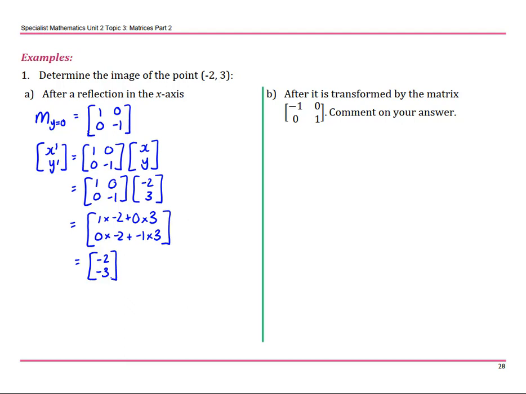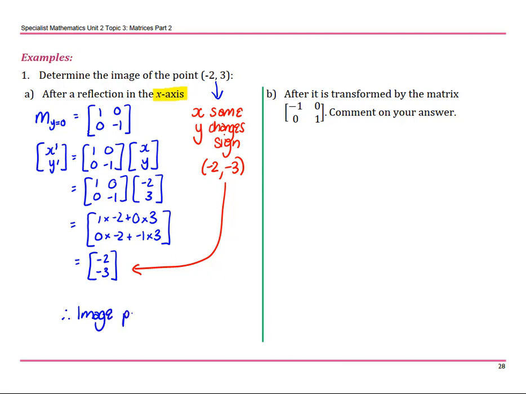And that makes sense because when you look at your original point, if it's a reflection in the x-axis, that means x is the same, y changes sign. So that means you'd have negative 2, negative 3, which is what we found. So therefore, the image point is negative 2, negative 3.